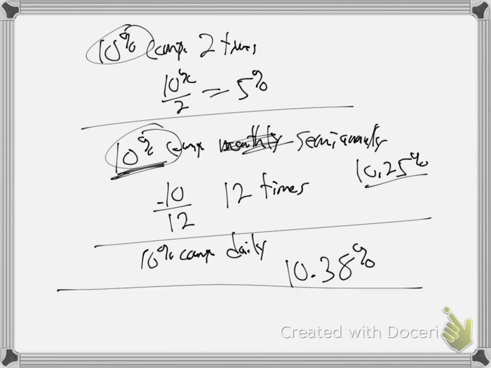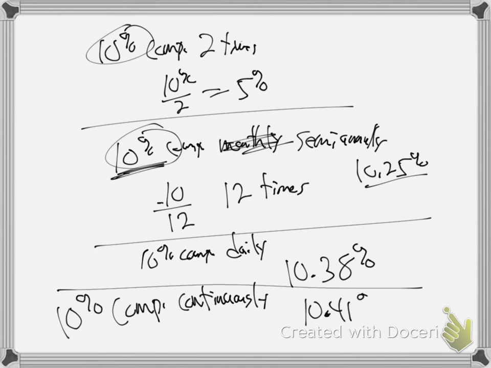So, what's the most frequent kind of compounding? Continuously. What would 10%, well, that would come out even higher. I'm just guessing, maybe 10.41 or something. It's not crazy big, but a little higher. Those are probably too high, though. But do you get the idea, though?